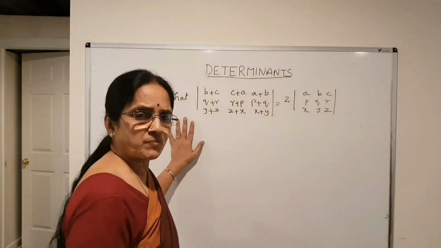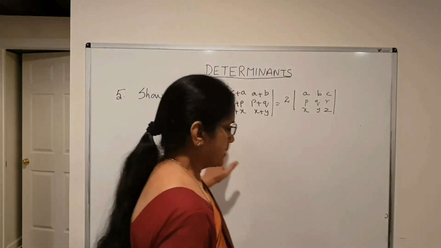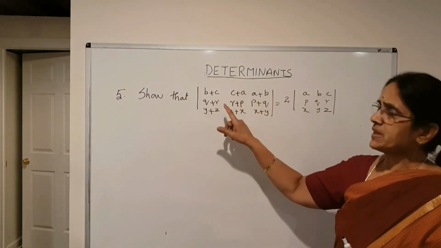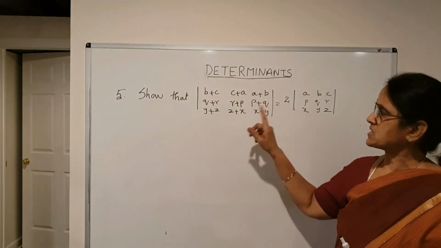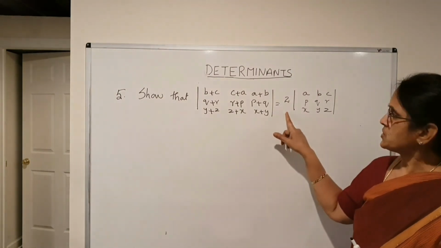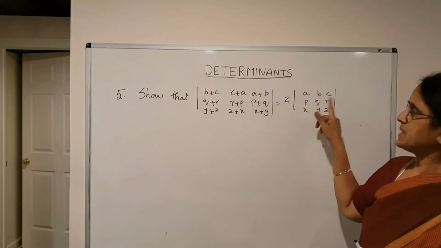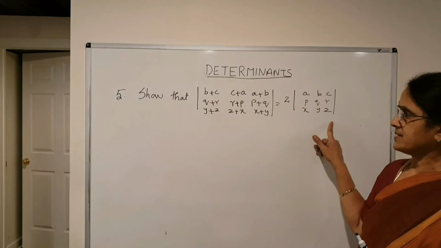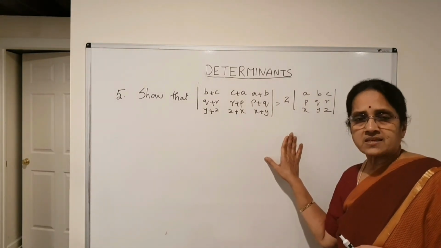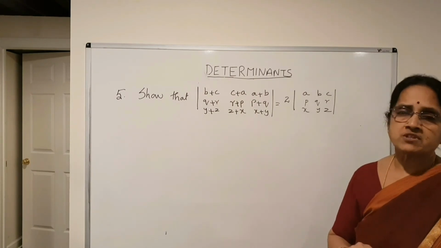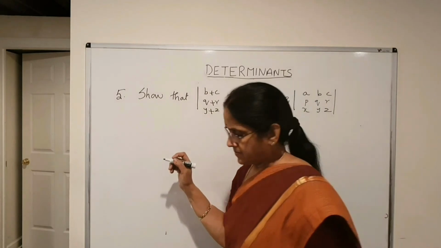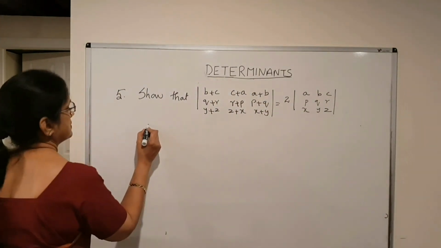Here, using the properties of the determinant, you need to prove that the determinant with rows B plus C, C plus A, A plus B; Q plus R, R plus P, P plus Q; Y plus Z, Z plus X, X plus Y is equal to 2 times the determinant A, B, C, P, Q, R, X, Y, Z. It's a very important question. This question was asked in 2010 and in 2012 board examination. Now, let's do this sum. Solution.